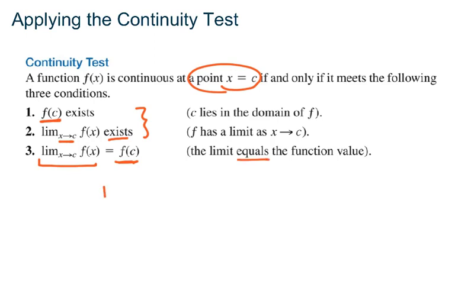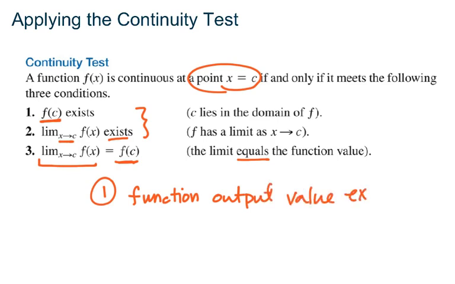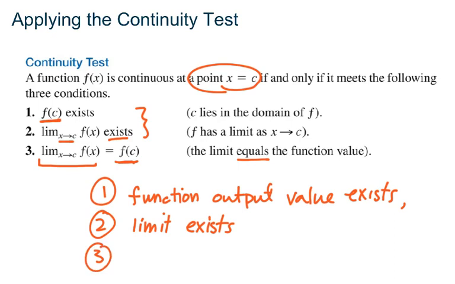Okay? So the function output value exists. The limit exists. And 1 is equal to 2. All right, that's how we prove continuity.